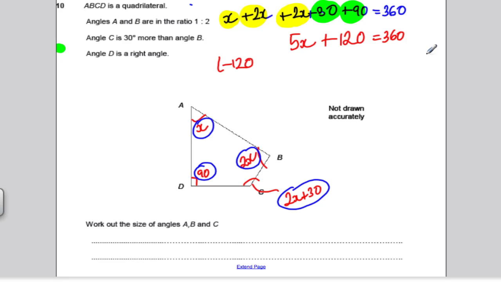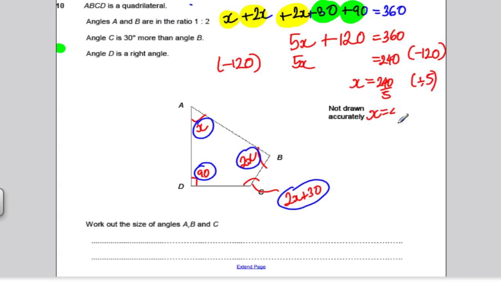Subtract 120 off both sides, and you would get 5x must be 240. And then to get x, divide both sides by 5, so it'd be 240 divided by 5, and you'll get x is equal to 48 degrees. Okay, x is 48. Now it didn't ask what x was, it asked what the angles are, so finish off by saying angle A is 48 degrees, it was x.